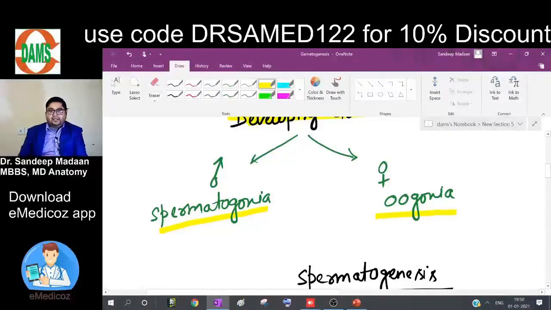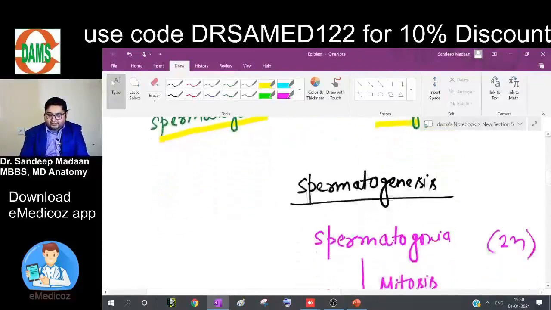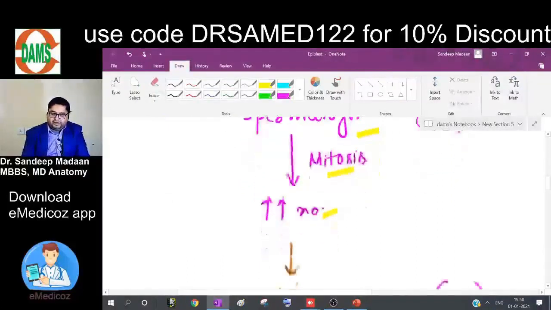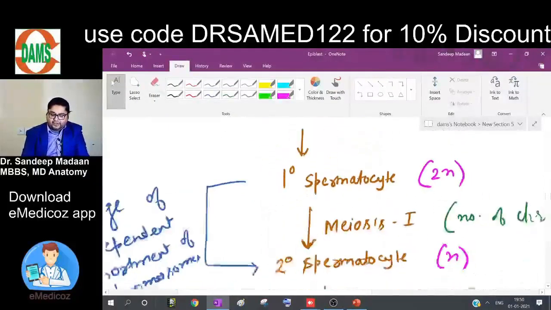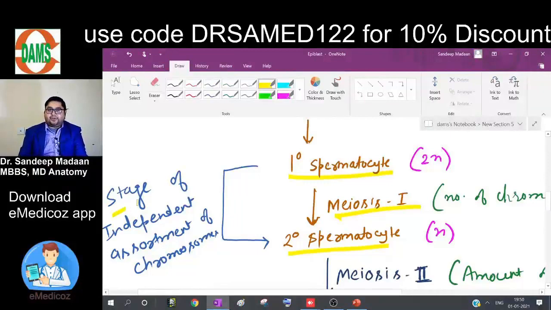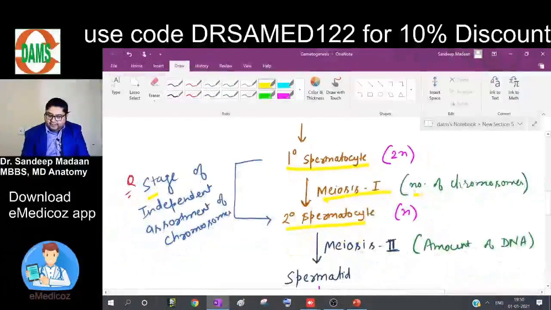Now we started in the male, we looked at the steps of spermatogenesis. Spermatogonia will undergo mitosis and increase in number, but a few cells are ready to undergo meiosis. Those cells are called primary spermatocytes, which will undergo meiosis 1 to make the secondary spermatocyte. This step is the stage of independent assortment of chromosomes, and meiosis 1 works on the number of chromosomes. Meiosis 2 works on the amount of DNA. It is going to make the spermatid.